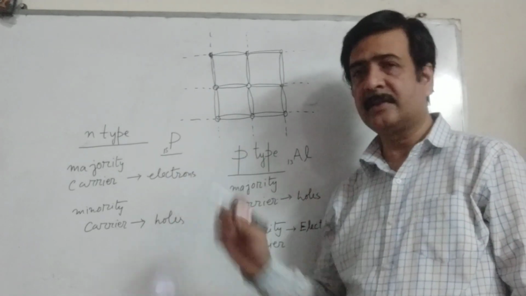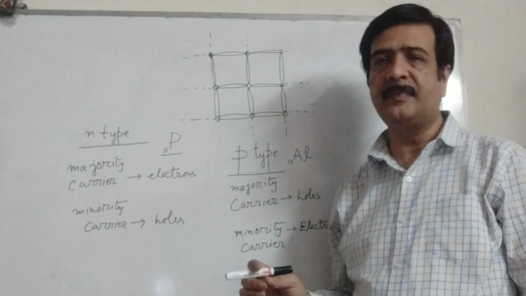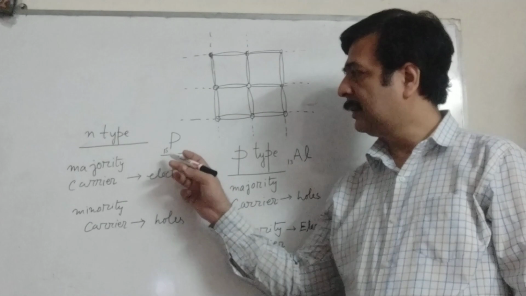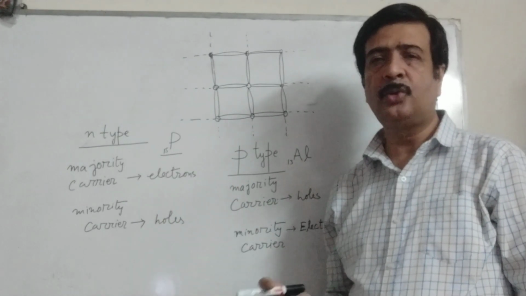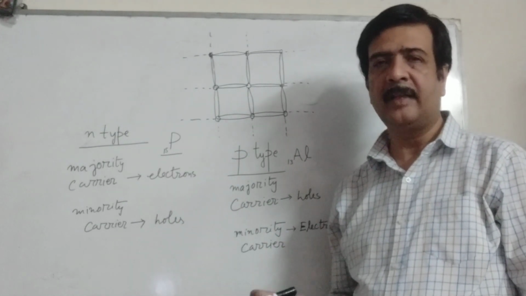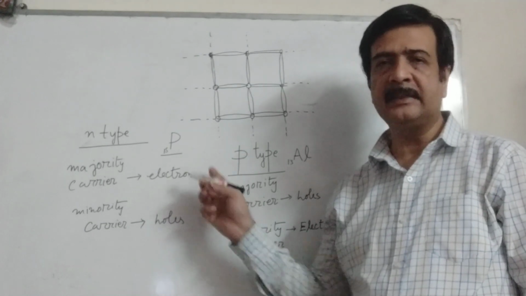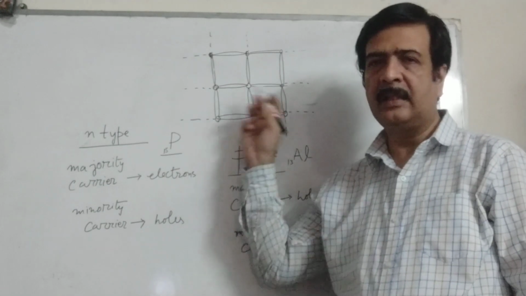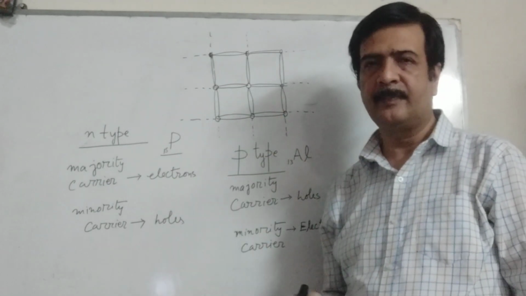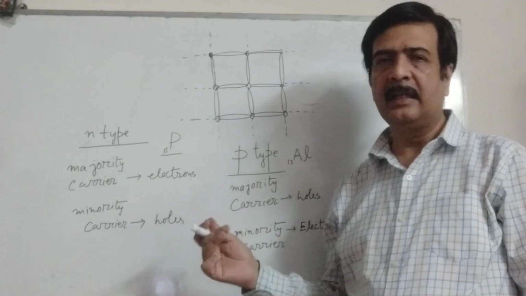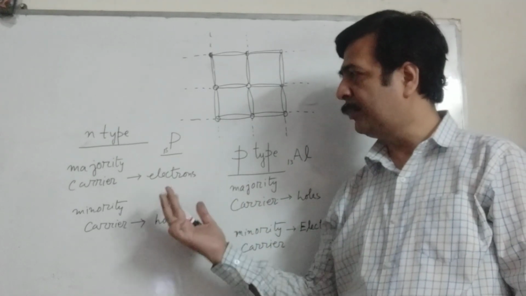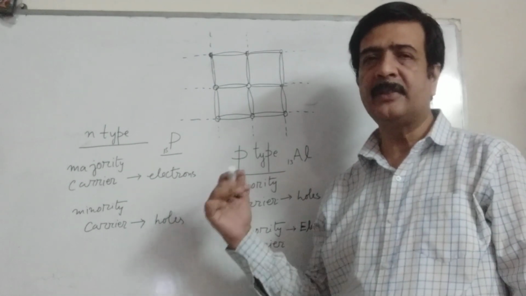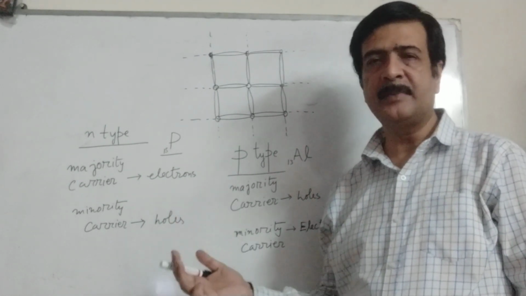In the case of phosphorus, we know its atomic number is 15 and its electronic configuration is 2, 8, 5. So the last shell of phosphorus will replace the last shell of the semiconductor. In this way, if we dope the semiconductor with phosphorus, it will be transformed into an N-type semiconductor.